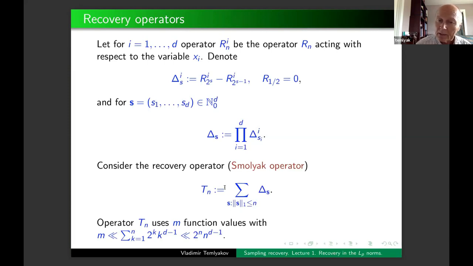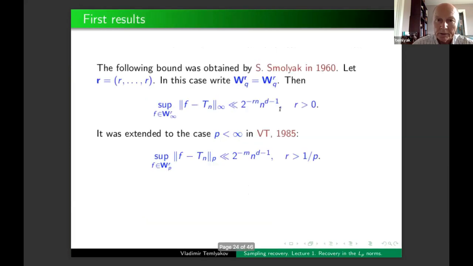So basically, when you write it like this, we control the total number of function evaluations you need to do in order to compute the value of this operator at some point. It is easy to see from what I just said that the total number of function values is bounded like this. This sign means that we can write a constant here, which may depend on the dimension d but doesn't depend on n. So this is 2 to the k for each layer like this, and this will be 2 to the n multiplied by n to the d minus 1. This is an important characteristic in approximation by these hyperbolic crosses, but we will see this a little later.